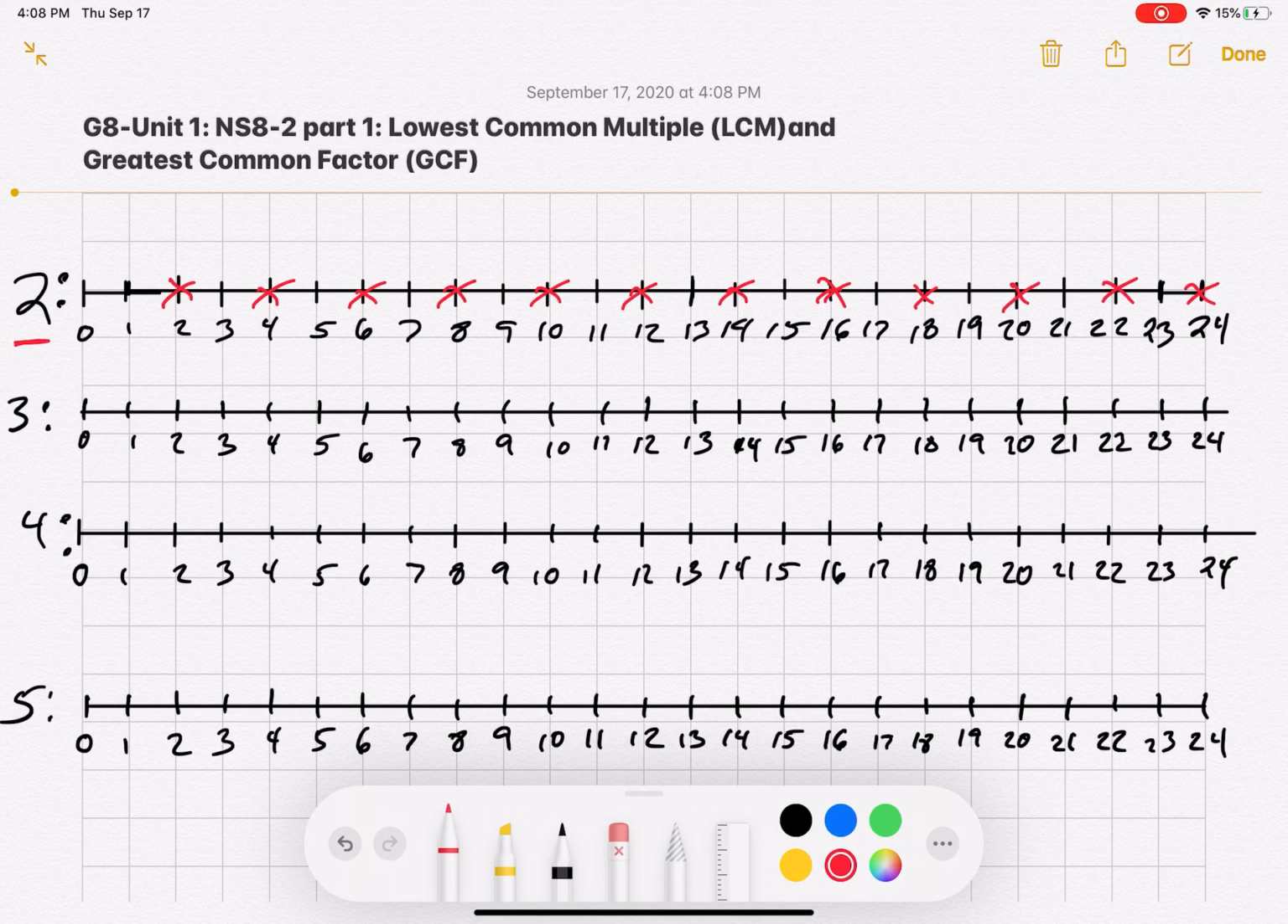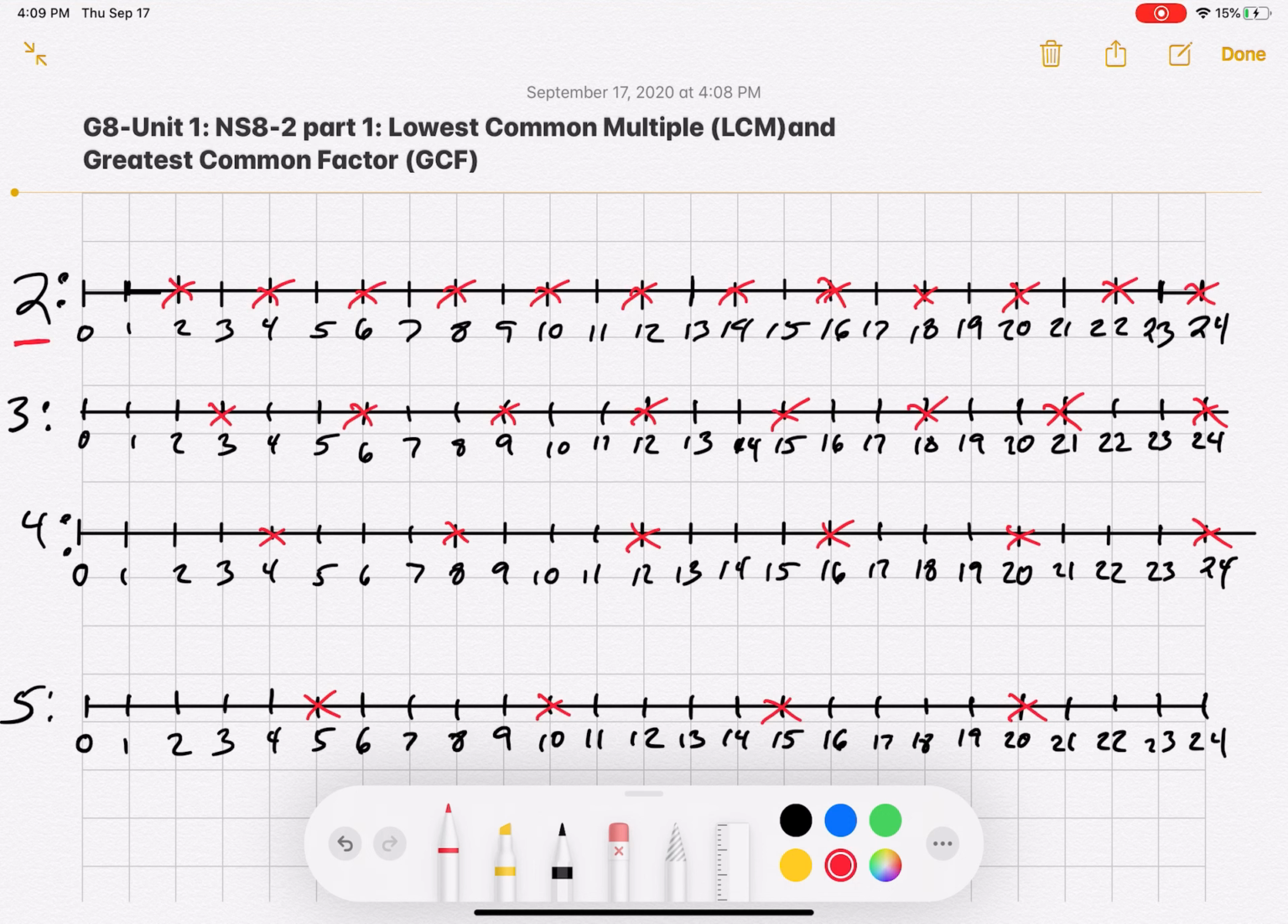Okay, now I'm going to find the multiples of 3: 15, 18, 21, and 24. Okay, now I'm going to find the multiples of 4: 8, 12, 16, 20, 24. All right, now I'm going to find the multiples of 5: 10, 15, 20. Okay, now I have all the multiples of 2, 3, 4, and 5.